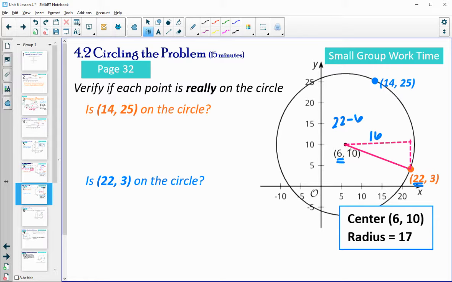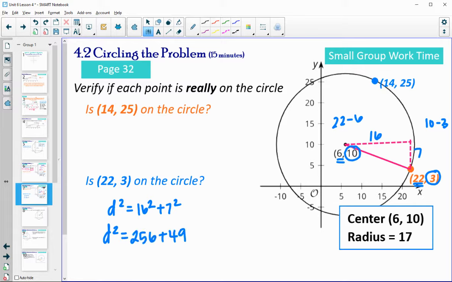And then the height here, comparing the y's. So 10 and 3, what's the difference between those? That's 7, which again, you can do 10 minus 3. So then we'll figure this out. d squared is equal to 16 squared plus 7 squared. 16 squared is 256, and 7 squared is 49. So add those together and you get d squared equals 305.